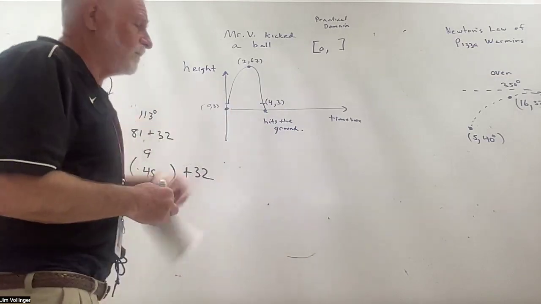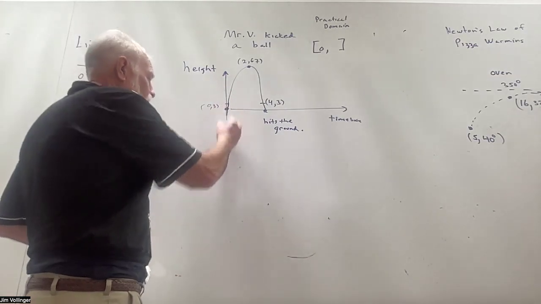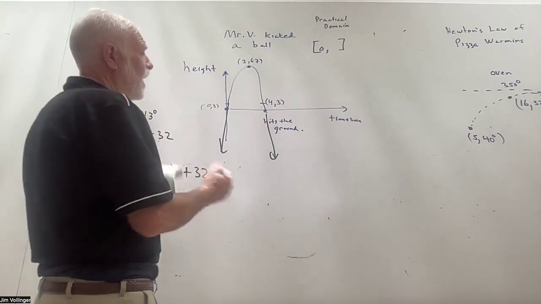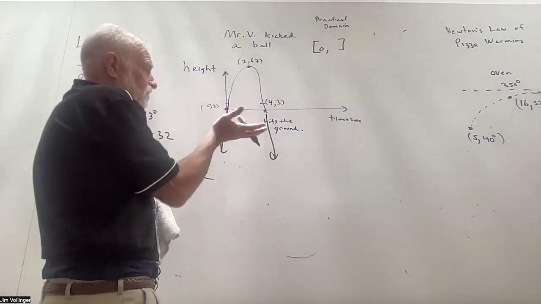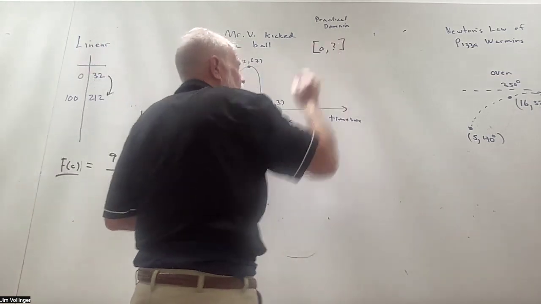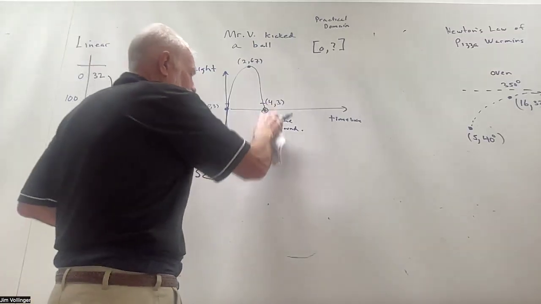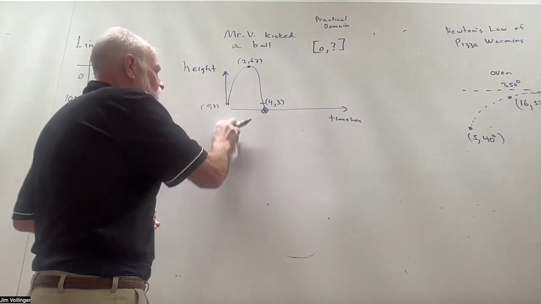So pause the video, see if you can write the equation. The practical thing is, it's a parabola, right? So I'm looking at a parabolic function, and the practical domain starts at 0, the time it was above ground. I don't know when it hits the ground, so I'm going to find that out later on. That's the practical domain, because I don't think the ball went through the ground.